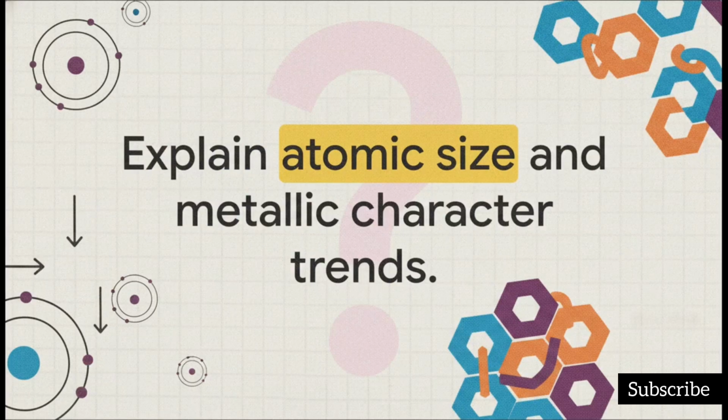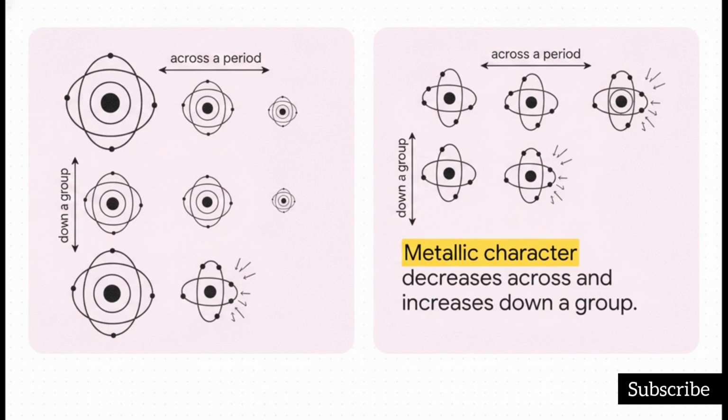Okay, this is the big one, the 5-mark mastery question. This is what separates a good score from a perfect score. When you're asked to explain these trends, you can't just say what happens. You have to explain the actual mechanics of why it happens. So let's structure this perfectly. Start with atomic size. It decreases across a period. Why? Because the positive nuclear charge increases, pulling the electrons in tighter. But down a group, size increases because you are physically adding entirely new electron shells.